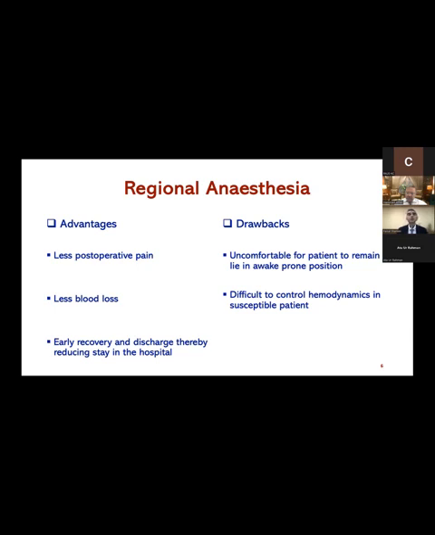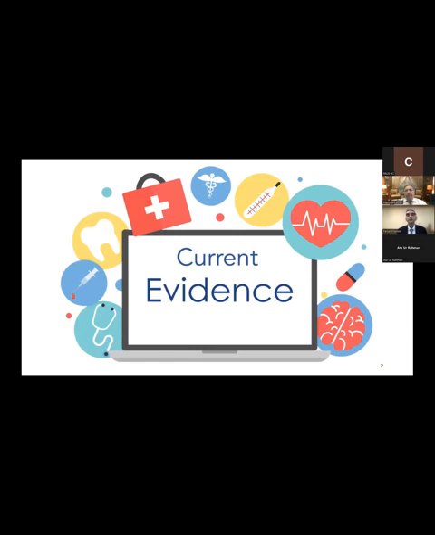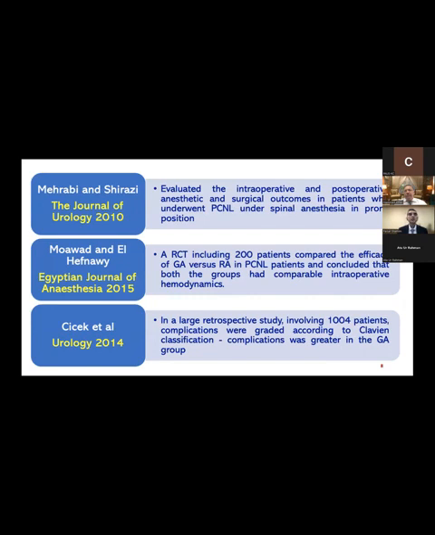But of course, there are centers and people who are doing PCNL under spinal anesthesia, and they have this expertise. The current evidence about general versus regional anesthesia starts with Mehrabi and Shirazi, published in the Journal of Urology. They evaluated the intraoperative and postoperative anesthetic and surgical outcomes in patients who underwent PCNL under spinal anesthesia in prone position. They concluded that spinal anesthesia is not only safe and effective for performing PCNL, but is also a good alternative to general anesthesia in adult patients.